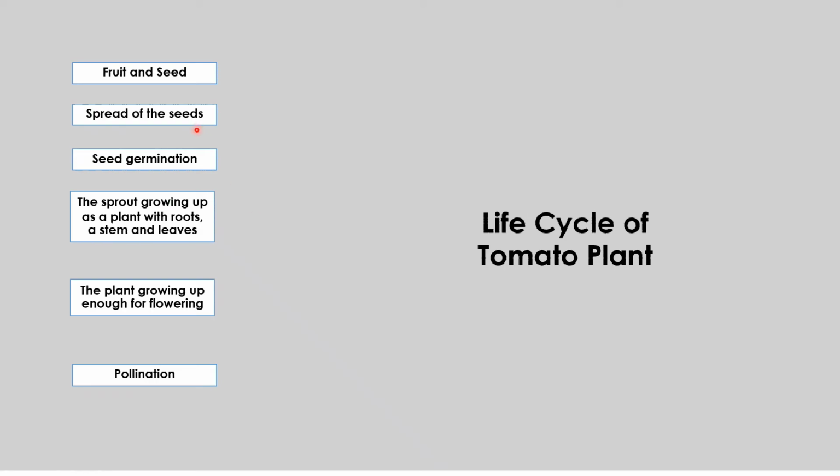Spread the seeds. Seed germination. We have the sprout growing up as a plant with roots, stems, and leaves. And we have the plant growing up enough for flowering. And we have the last one, pollination. So we will be arranging these steps of the life cycle of a tomato plant.